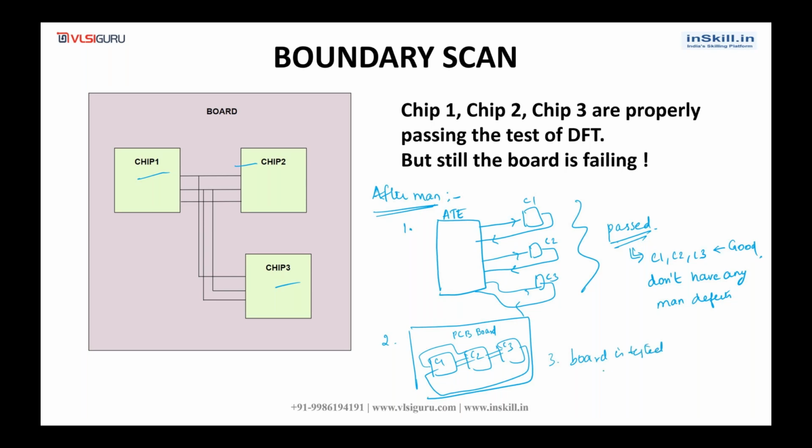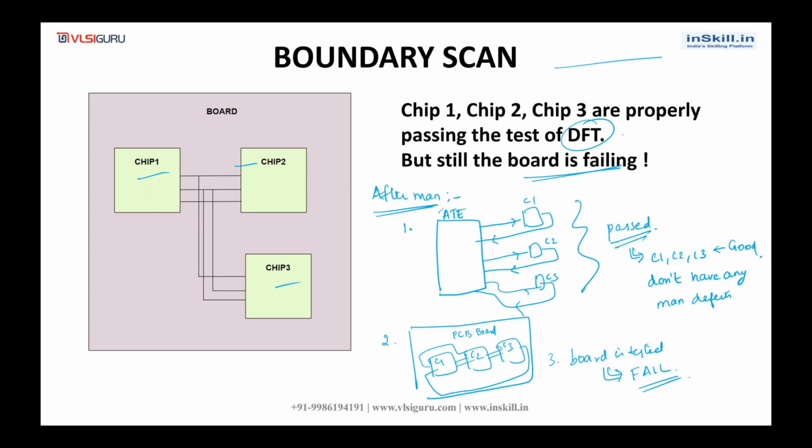Now when the board is tested, what is happening? It is failing. So that is what is said here. Chip 1, chip 2, chip 3 are properly passing the DFT test on the ATE. All these 3 chips have passed, which means they don't have any manufacturing defect. But still the board is failing.